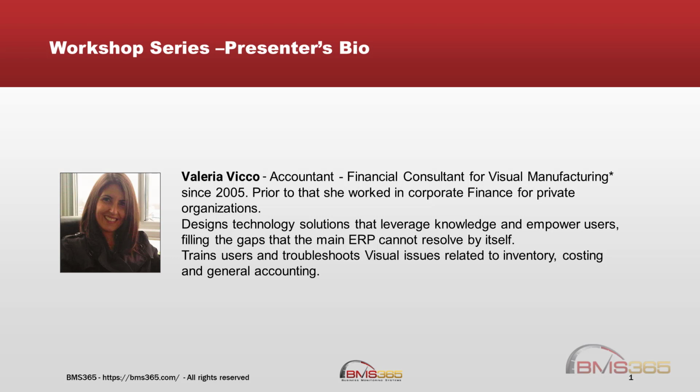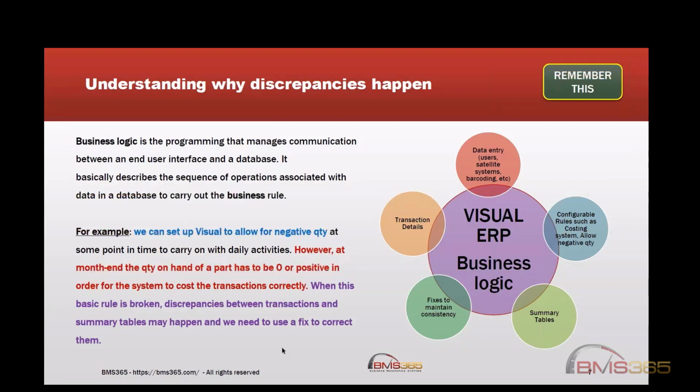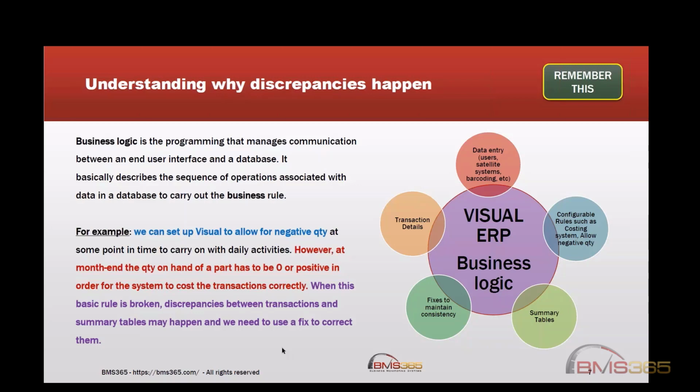Today, I'm going to review Visual concepts that will help you understand why discrepancies happen, and tools you can use to get to the issues quickly to be able to solve those problems effectively. So let's begin. Visual, as any ERP, has its own business logic. What's business logic? Well, the business logic is the programming that manages the communication between the user interface and the database. So Visual needs to make sure that certain rules are respected so that it can operate properly.